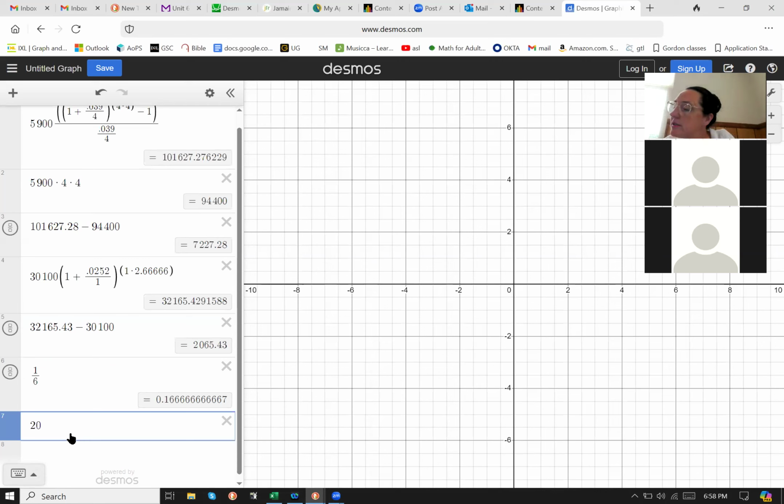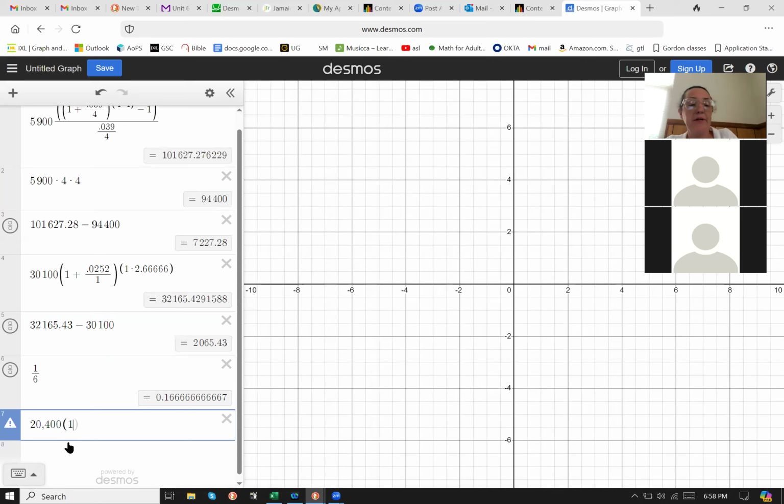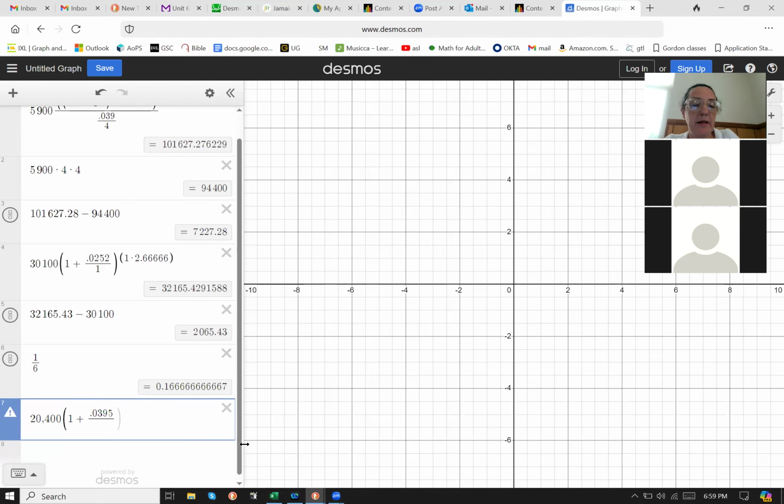It's $20,400. Tell me if I got the numbers wrong. Times, this is our compound interest formula, 1 plus 0.0395 divided by the n of 2, raised to the nt power. So the 2 times 9.16 repeating. So we have a future amount of $29,197.67.